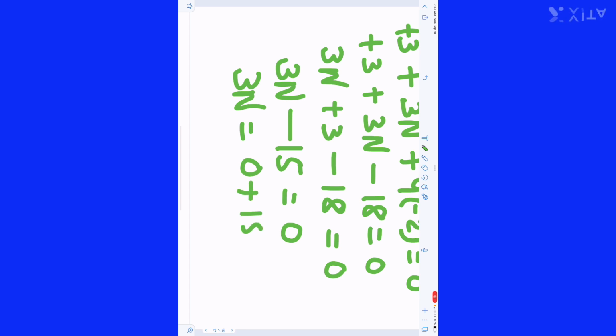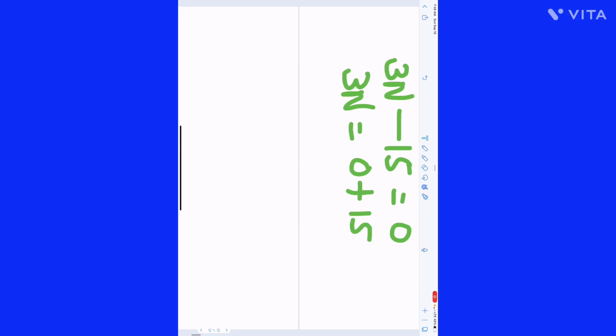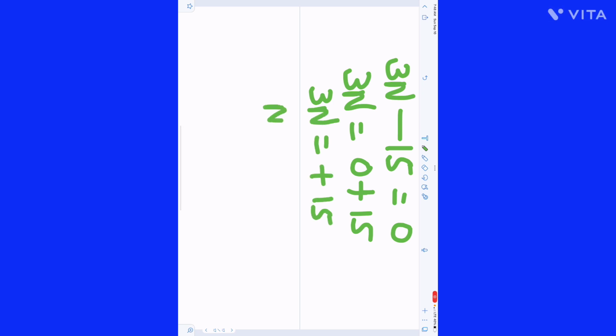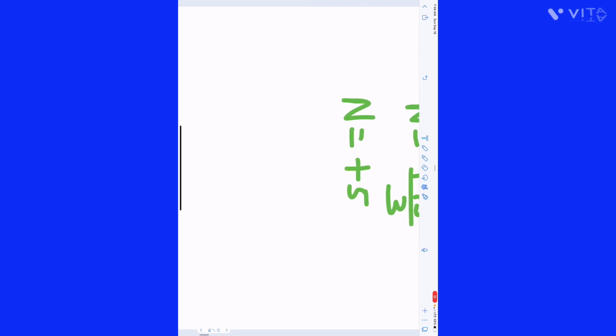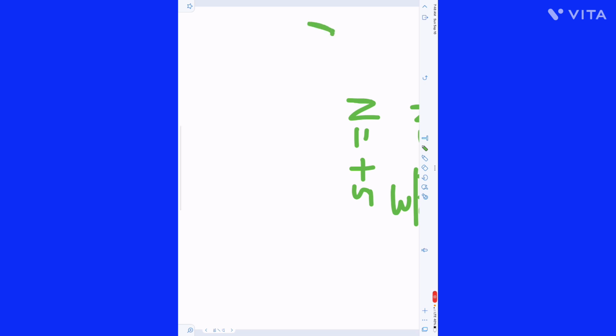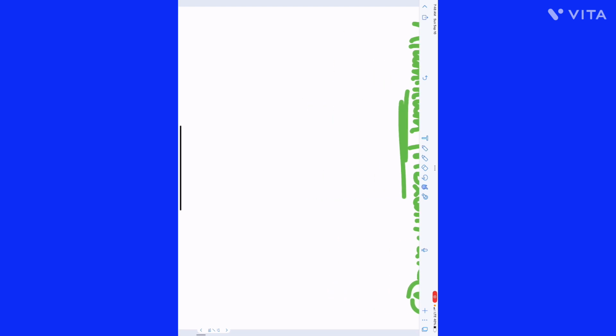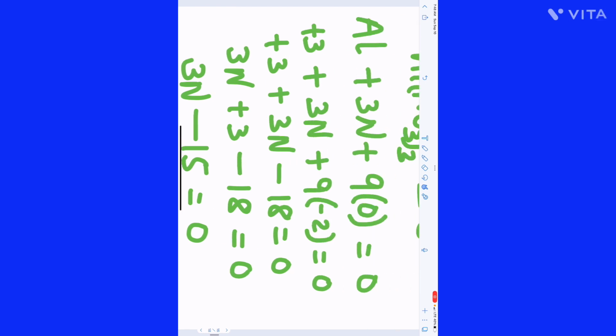3N is 0 plus 15. That's 3N is plus 15. N is plus 15 over 3. N is plus 5. So the oxidation number of nitrogen in the compound is plus 5. We call this compound aluminium trioxonitrate(V). We like to keep that 5 in bracket.